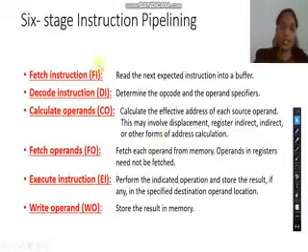So the instruction execution process has now been increased to 6 stages. Earlier in the 2-stage instruction pipelining, we have seen only 2 stages, fetch instruction and execute instruction. In the execute instruction, all these 5 stages were covered there itself. But now we have increased the stages. So the first is fetch instruction, then decode, calculate the operands, fetch operands, execute instruction, and write operand.